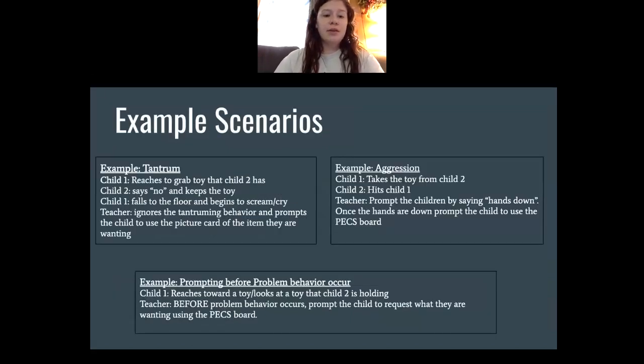So an example scenario here is that we'll do the aggression. So child 1 takes the toy from child 2. Child 2 hits the child. So the teacher will prompt the child by saying hands down, and once the hands are down, she will prompt the child to hand the picture card instead.